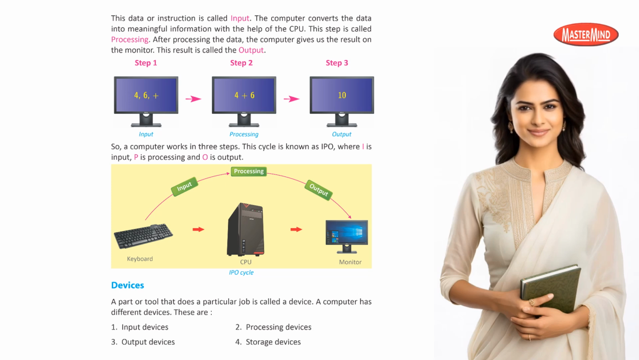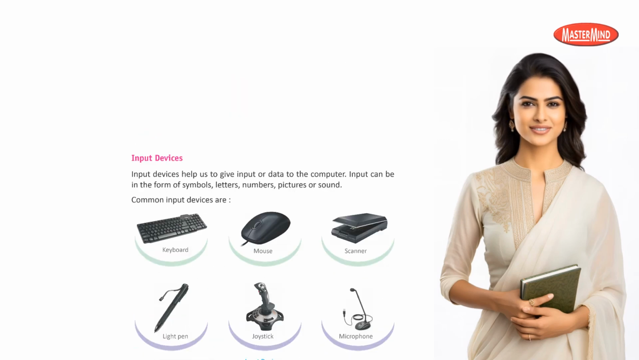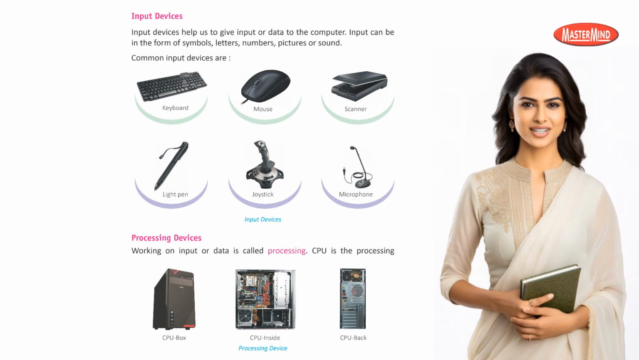Devices. A part or tool that does a particular job is called a device. A computer has different devices. These are: 1. Input devices, 2. Processing devices, 3. Output devices, 4. Storage devices. Input devices. Input devices help us to give input or data to the computer.